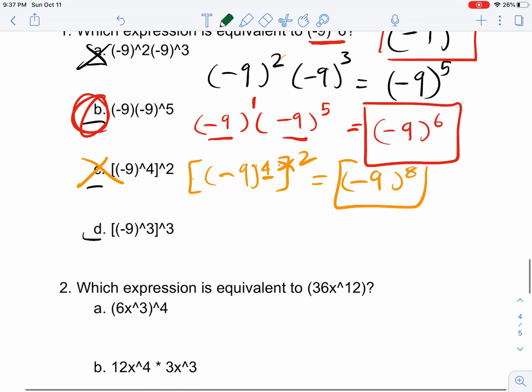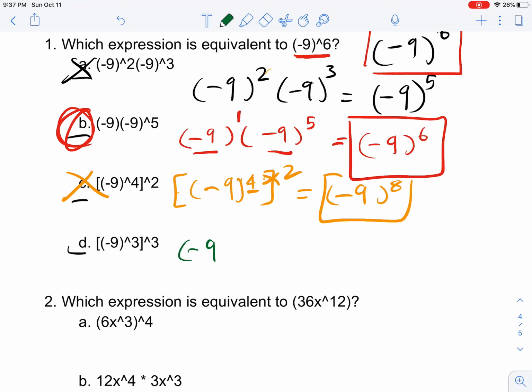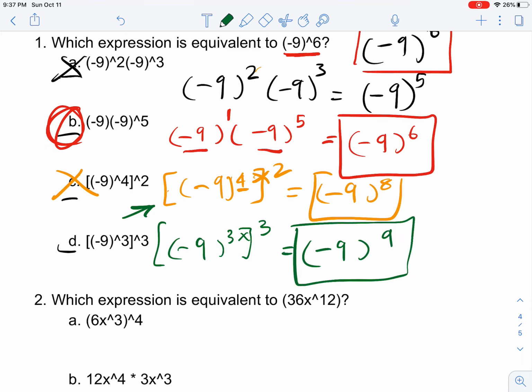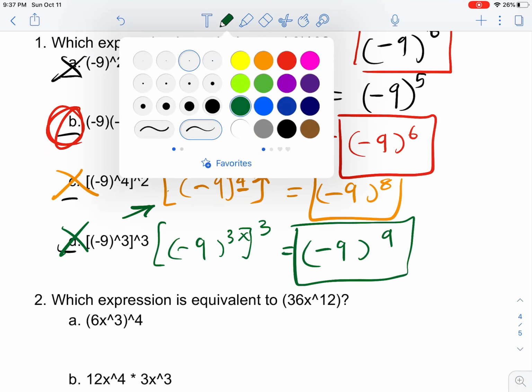If we try negative 9 to the 3rd power, raised to the power of 3, let's try this out. Going off of the idea from C, we know that we can multiply 3 times 3. That would equal negative 9 to the 9th power. Is this equal to negative 9 to the 6th power? No. So we know that D is also false. So our only answer would be B.